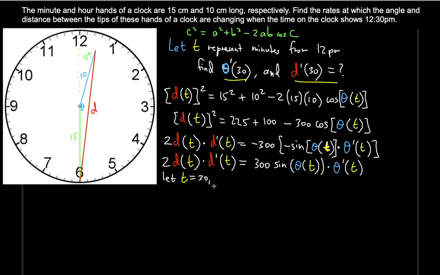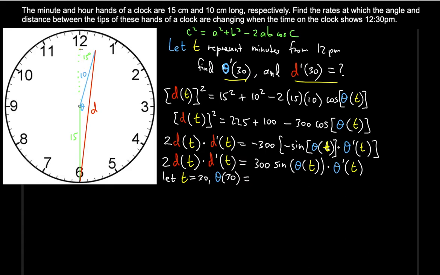So when t is equal to 30, we can find theta of 30, right? We can find the time. Theta of 30, how do we find that? Notice that this is exactly 15 degrees between 12 and the midpoint between 12 and 1. So the hour hand at 12:30 p.m. is right in the middle between 12 and 1.